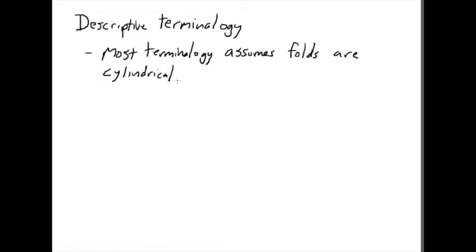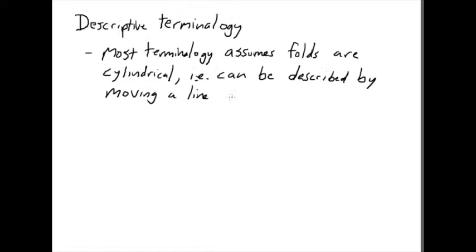So what does that mean? Cylindrical means they can be described by moving a line parallel to itself through space.